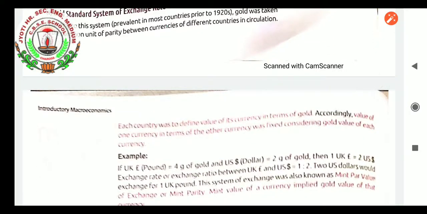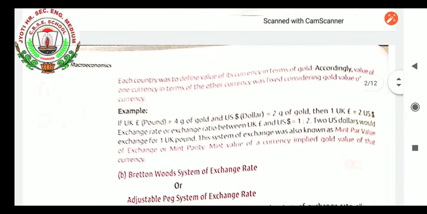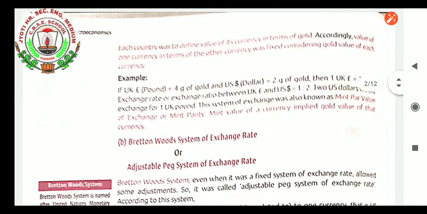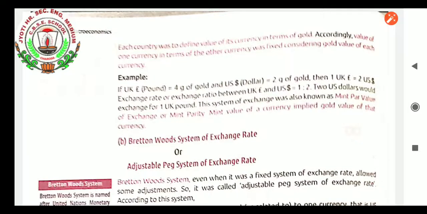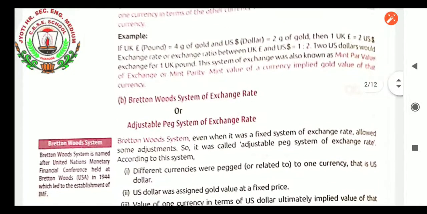Each country was to define the value of its currency in terms of gold. Accordingly, the value of one currency in terms of another currency was fixed considering the gold value of each currency. Example, if the UK pound equals 4 grams of gold, and the US dollar is 2 grams of gold, definitely if the US wants 1 pound, they have to give $2 to the UK. So 2 US dollars would exchange for 1 UK pound. Because of that, this is also known as the mint par value or mint parity system of currency exchange, implying the gold value of the currency.